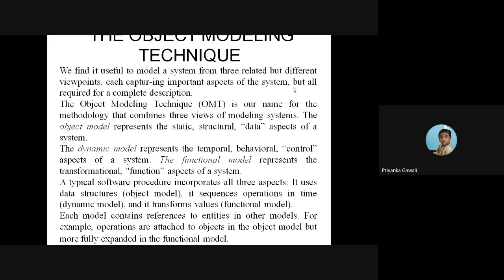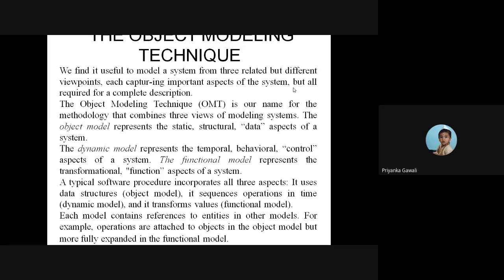The object model represents the static structural data aspects of the system. The dynamic model represents the temporal behavioral control aspects of the system. And the functional model represents the transformational functional aspects of the system.